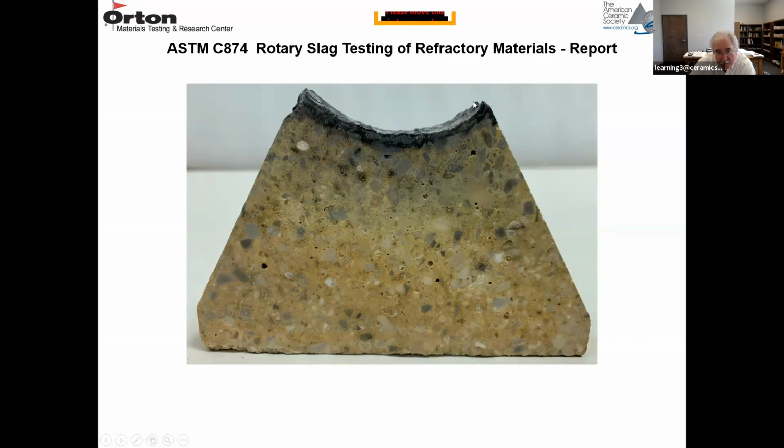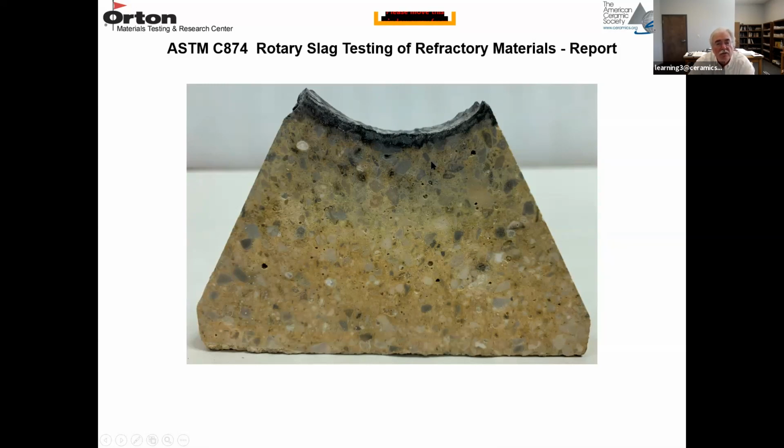So there's a cut. So you can measure the thickness of the sample before you run it, and then you measure this after. You can get the amount of cut that takes place as one measure of what happens during the test. You can measure how much slag has penetrated into the refractory, and you can see there's some slag penetration by the discoloration.